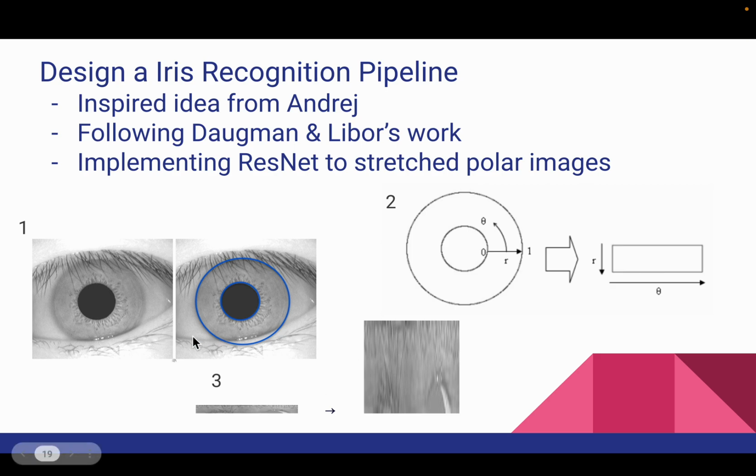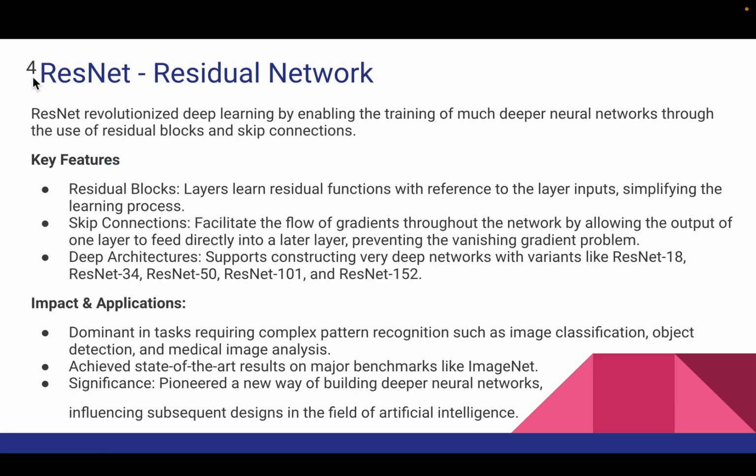So in my way, I was trying to use the first step of Daugman and Libor's work to localize the iris image, and then the second step is to normalize, and the third step is my way of using a stretched polar image, and then finally the fourth step is inputting those collected data from individuals into a ResNet residual network. The residual network has a key feature, the residual block, where layers learn a residual function with reference to the layer input, simplifying the learning process. Another key feature is skip connections, which facilitate the flow of gradient through the network by allowing the output of one layer to feed directly into a later layer, preventing the vanishing gradient problem.